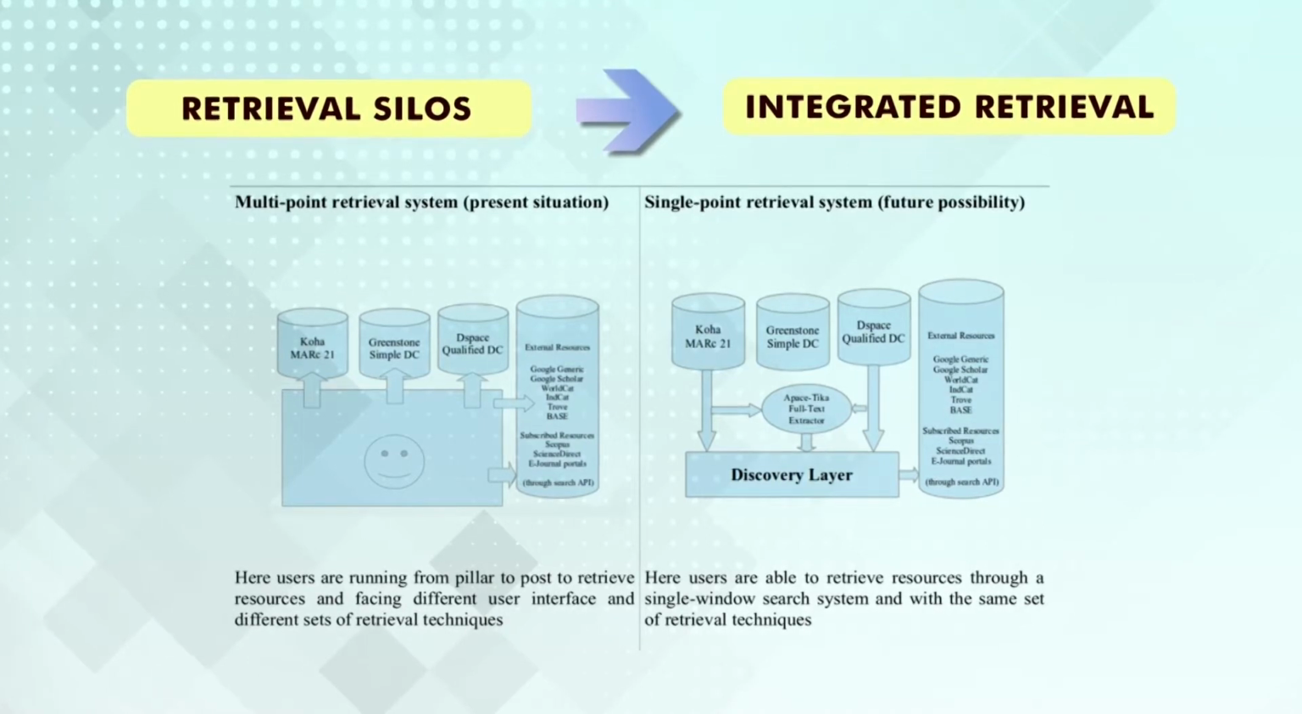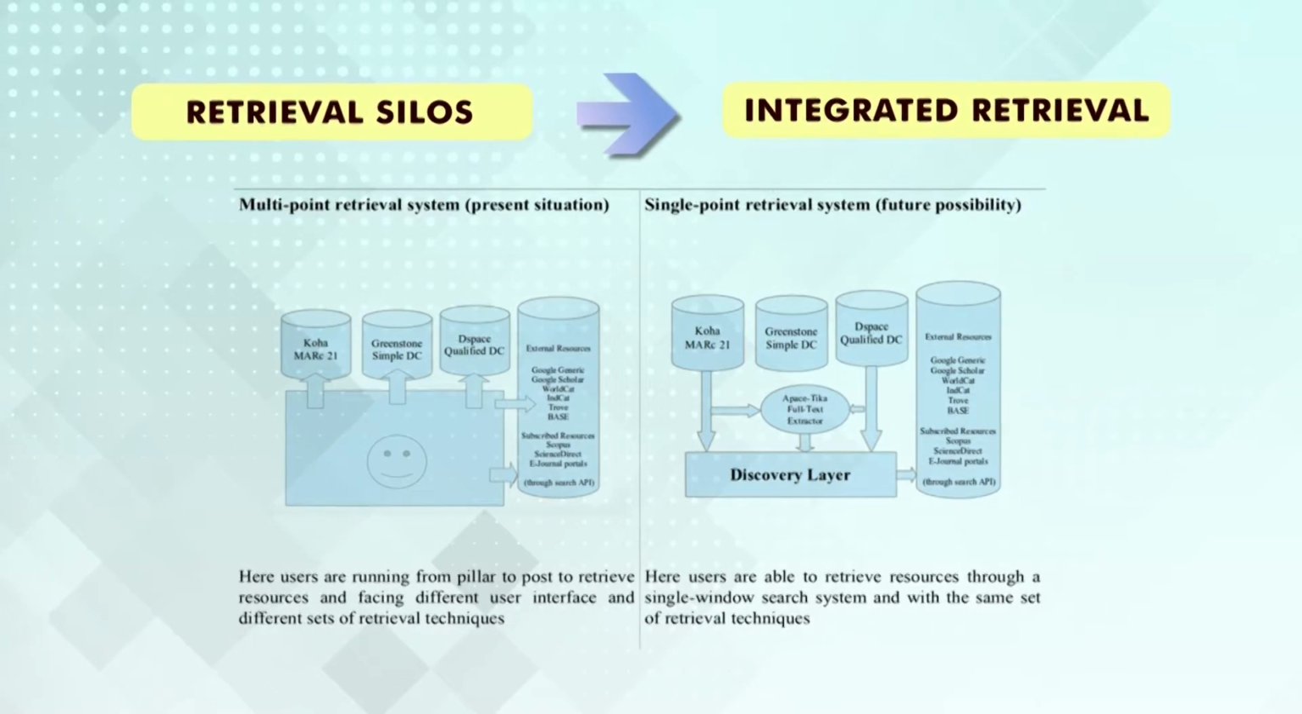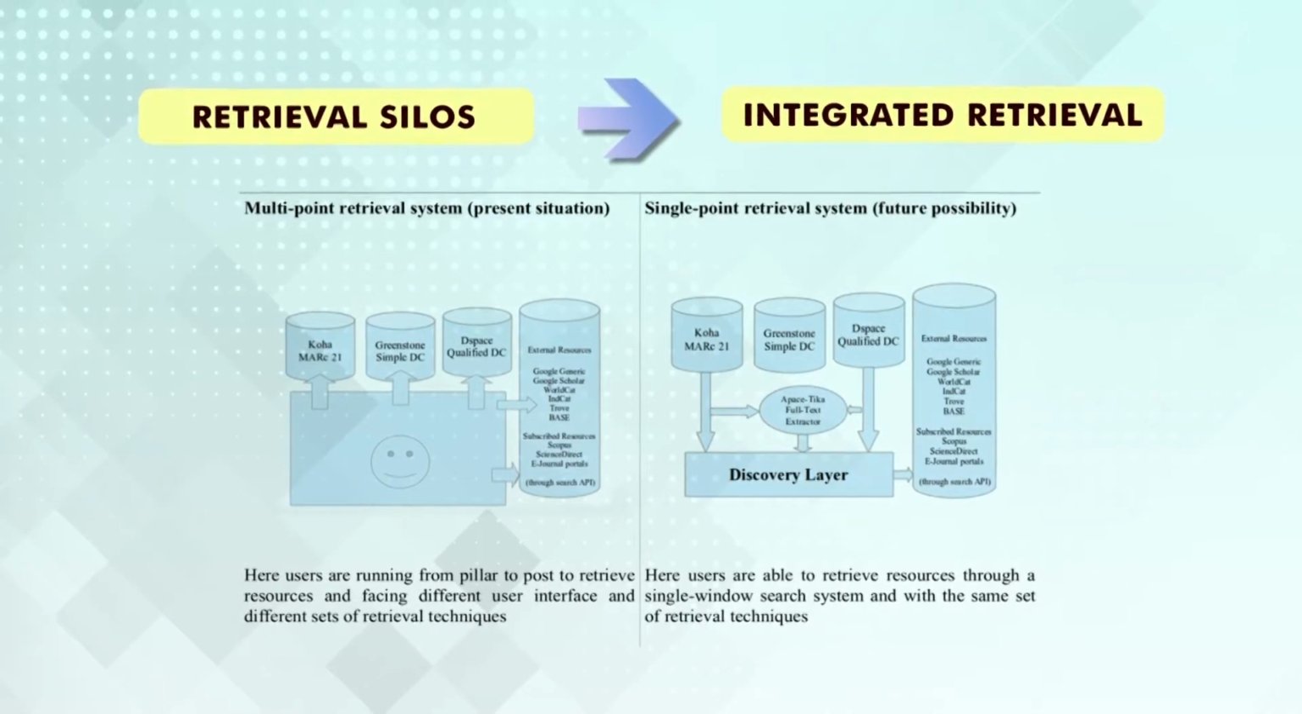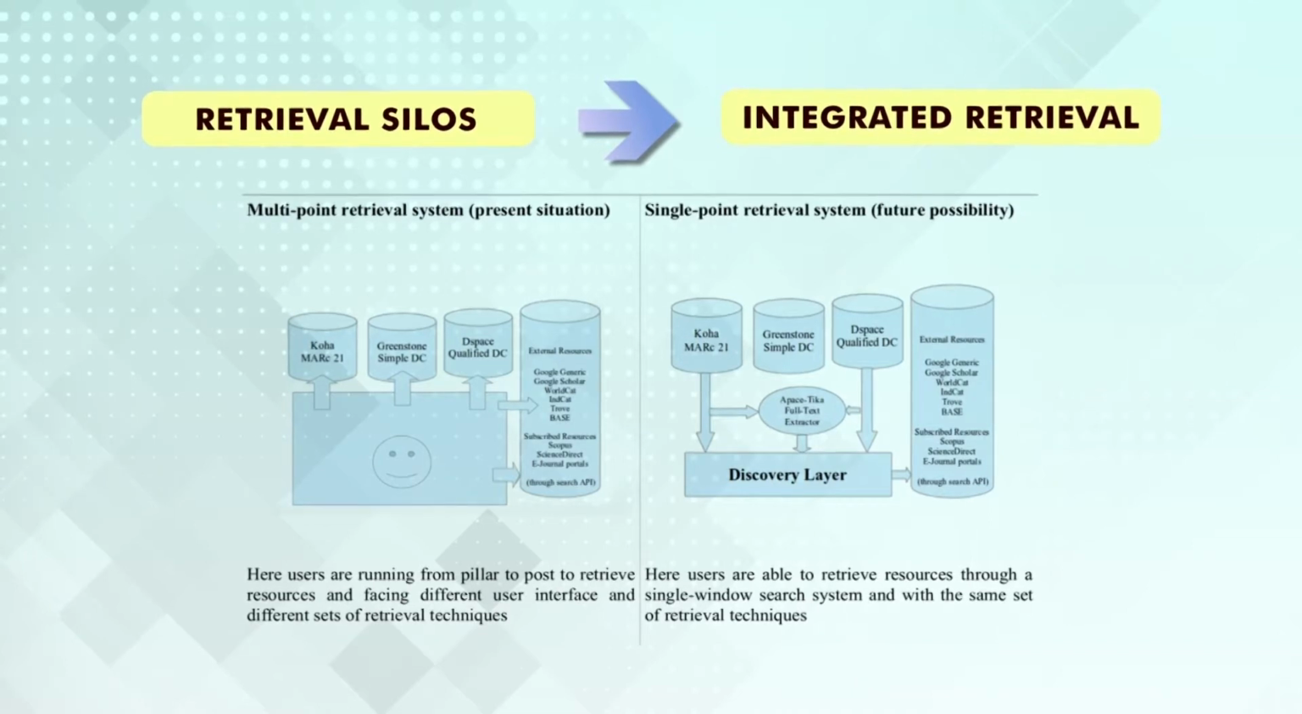In comparison, a discovery system is a single point retrieval interface where all internal resources like your catalog silo, your ebook silo, your IDR silo, and different kinds of external and subscribed resources can be merged into a single central index, and that central index can support discovery through a single window search system. This can also include a full text extractor like Apache Tika, an open source full text extractor that can help us support not only the metadata but also search at the full text level.